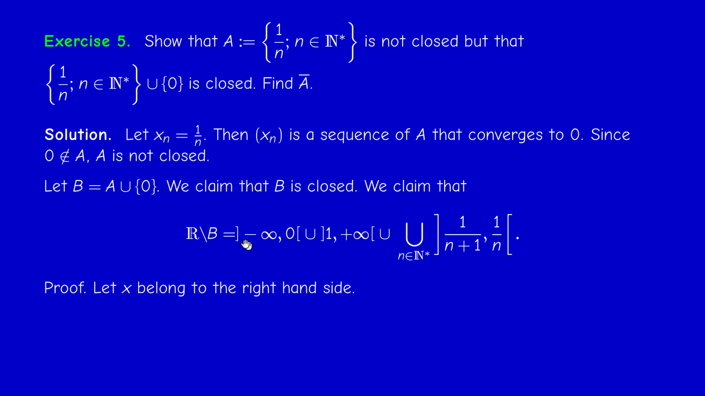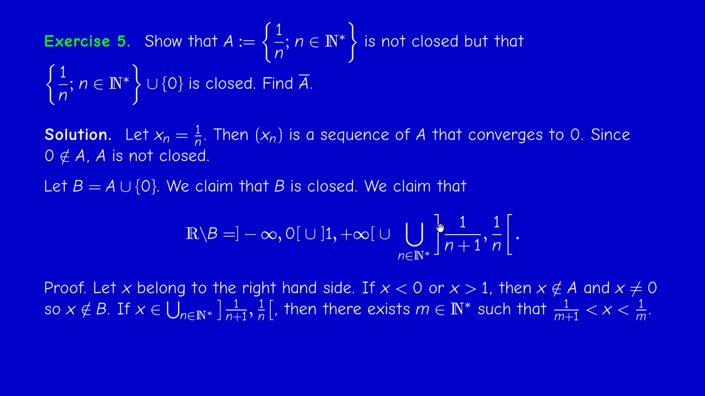Fine. So X is in this union here. So it's either here or here or here, in one of them. If X is here, then X is strictly negative. It cannot be in A, because A is contained between 0 and 1. So if X is negative or bigger than 1, then X cannot be in A. And of course, it's not 0, so it's not in B. So there remains the possibility that X is in one of these intervals. Then there exists an integer m such that X is between 1 over m plus 1 and 1 over m.